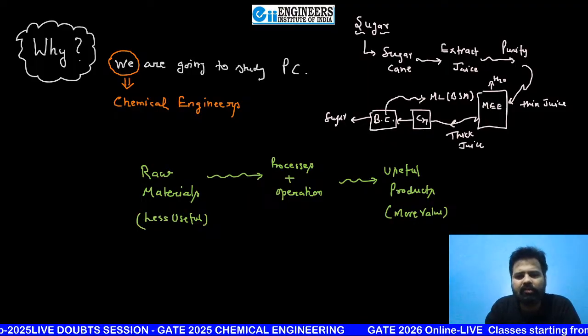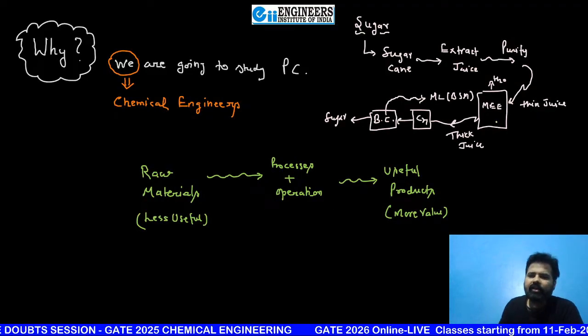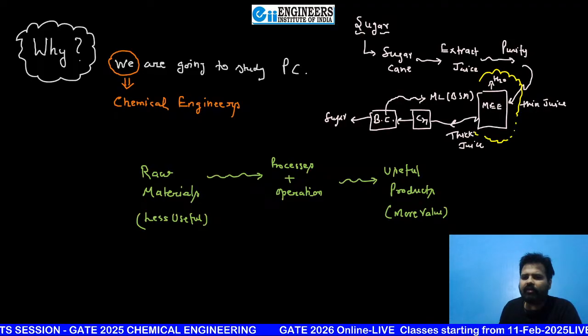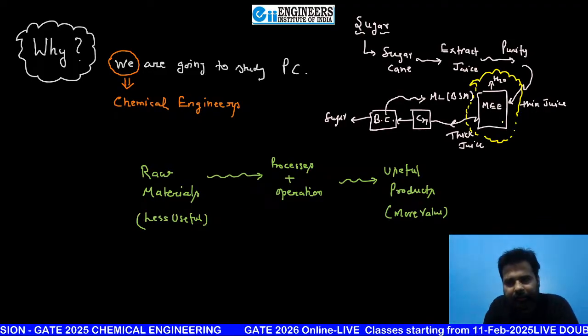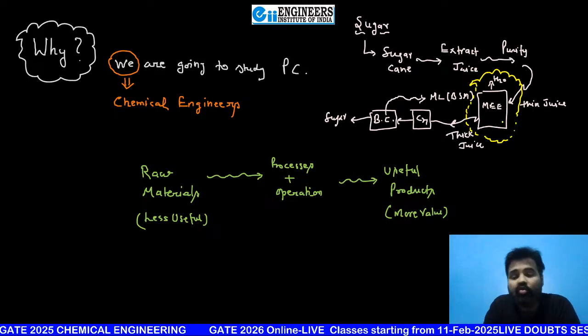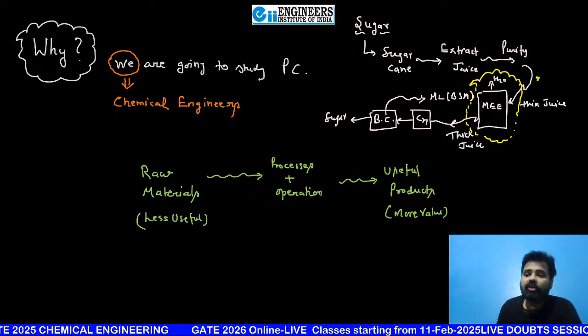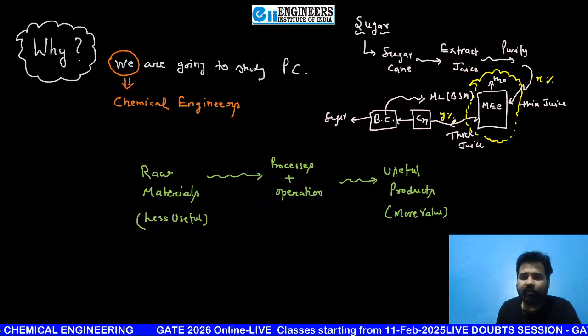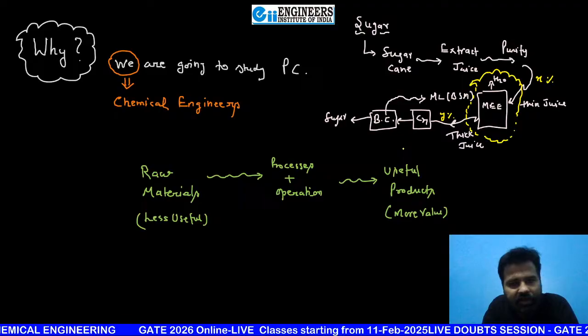In this whole flow sheet, you are seeing this. Focus here, beta, focus here, multiple effect evaporator. Suppose, my dear students, x% sugar is there, and y% is required in order to start crystallization.